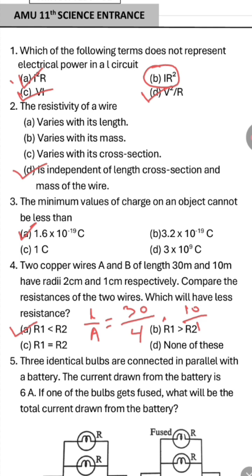Let's move to fifth question. There is 6 ampere of current in the circuit. This 6 ampere current is being divided into 3 parts: 2 ampere, 2 ampere and 2 ampere. When one of the bulbs is blown, then definitely this 2 ampere is not being drawn, and we have only 4 ampere of current drawn. Therefore answer will be 4 ampere.